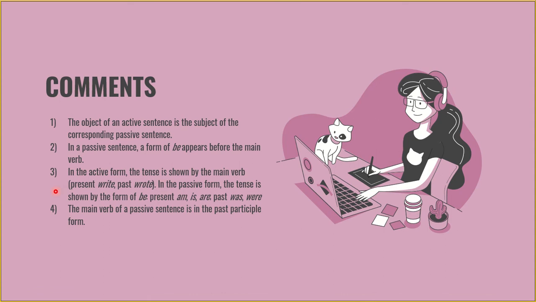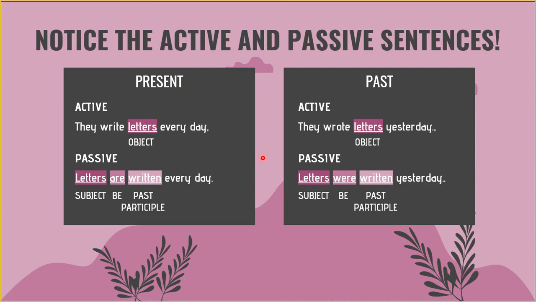3. In the active form, the tense is shown by the main verb: present "write," past "wrote." While in the passive form, the tense is shown by the form of be: present "am," "is," and "are," past "was" and "were." Write, are, wrote, were.